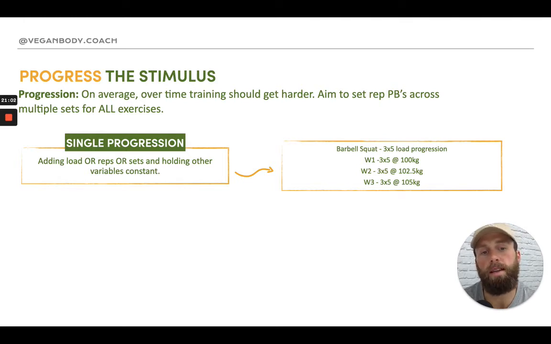So as you can see, the number of sets that we're doing is 3, and it's staying static throughout the load progression. And then the number of reps is also staying static throughout this mesocycle of training. The only thing that's changing here is the load. So we're progressing the load each week if we can.